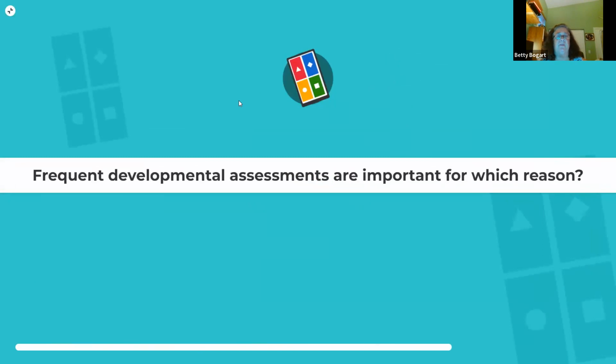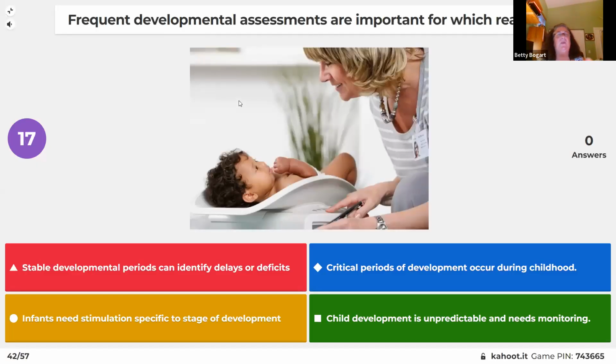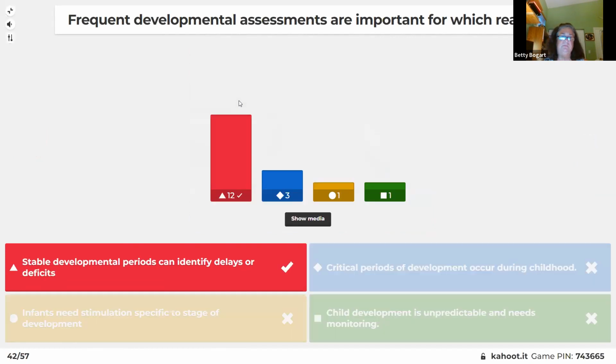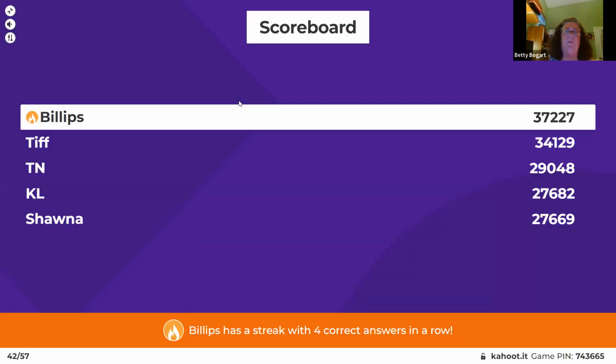Frequent developmental assessments are important for which reason? Why do we need to know all of these things that we're learning about children? Why do we need to know when they're going to button their shirt or hop on a foot or throw a ball or turn over or walk? Why? Because if they are not meeting these developmental milestones, something is going on, and they're going to need early intervention to be able to catch them up. It might be speech therapy, physical therapy, occupational therapy, but something's going to catch them up to where they need to be. I mean, children are so resilient, they catch up pretty quick.